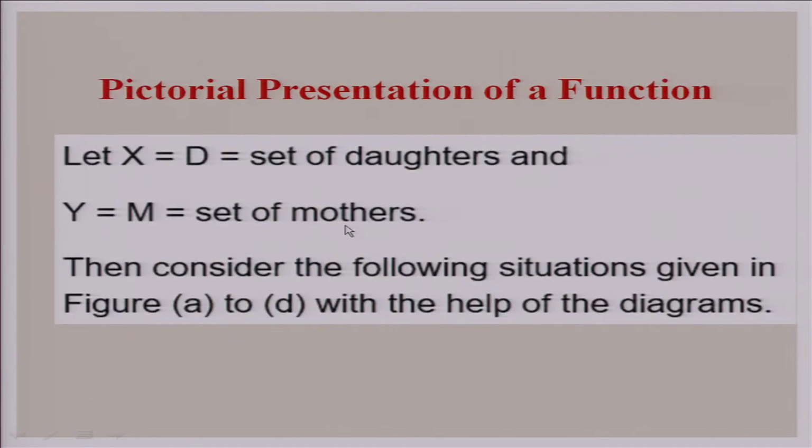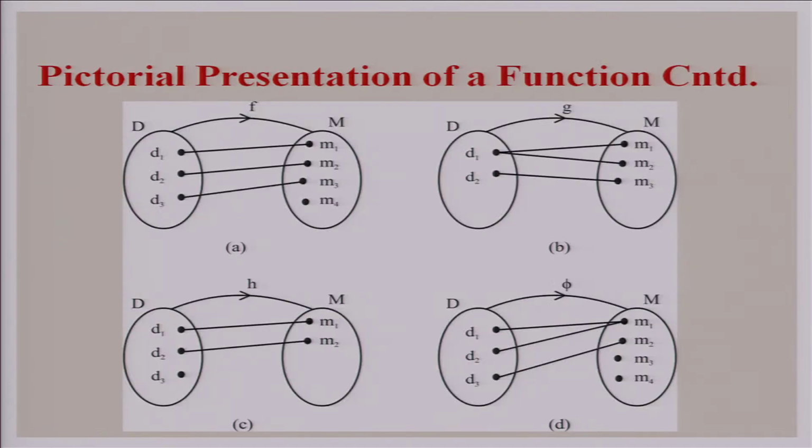Now if we take the domain of the function as daughters and the range of the function as mothers, then you can visualize this. We have d1, d2, d3 daughters, and these are the mothers. Now this is a function because both conditions are satisfied. All daughters have mothers and no daughter has two mothers.